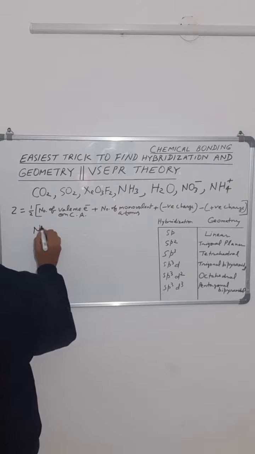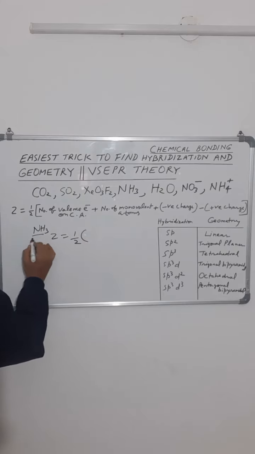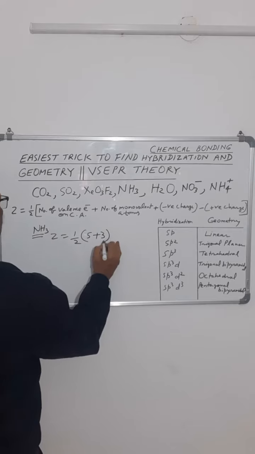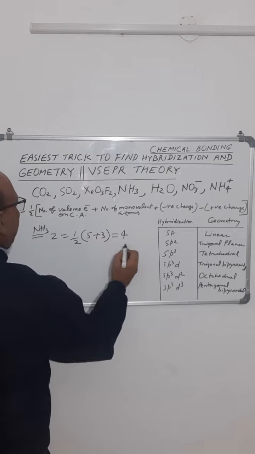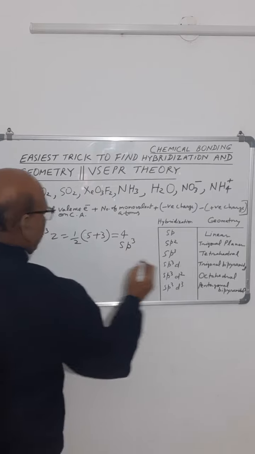Next, suppose ammonia में निकालना है हमें, then z will be half into number of valence electrons on nitrogen it is 5 plus number of monovalent atoms it is 3, so it will be 4 and the hybridization will be sp3 and the geometry will be tetrahedral.